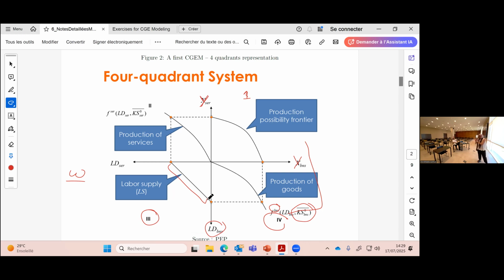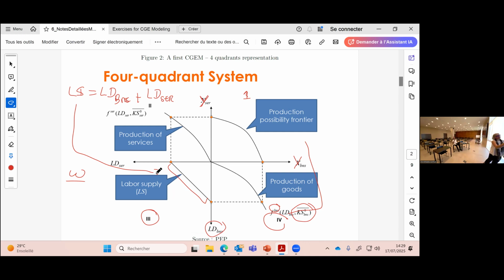Can you write it LD BS plus LD equal L? Yes, I just wanted to interrupt. Interrupt me, don't worry. What do you want? L S equals LD BNS plus LD service. Okay, this is the relation that you have here.